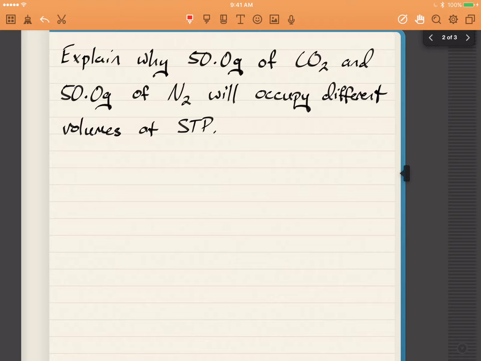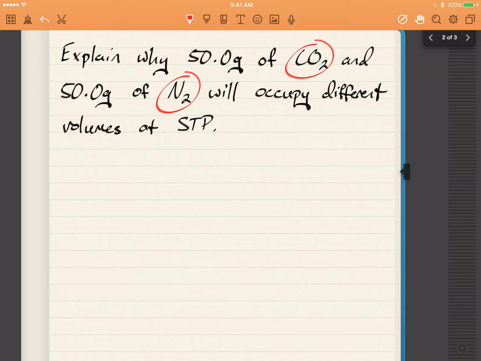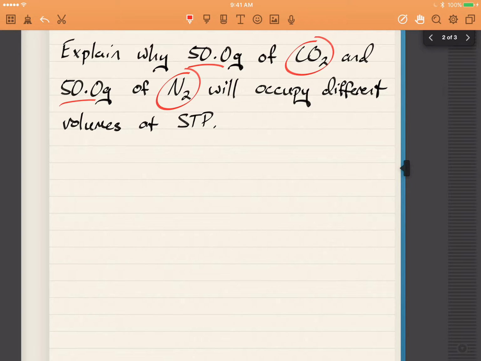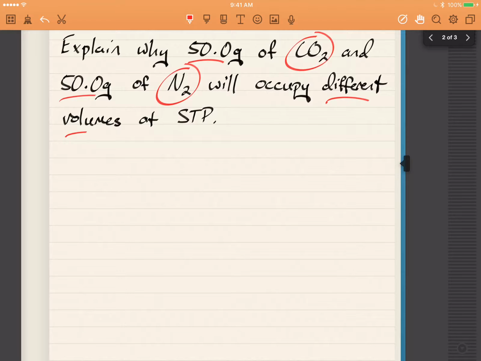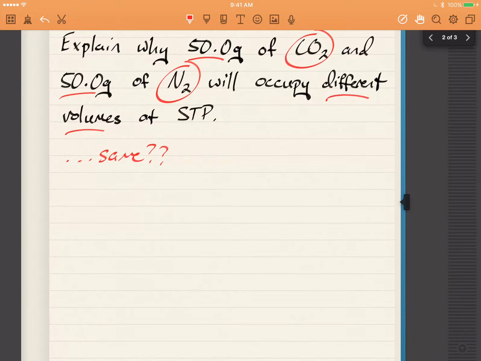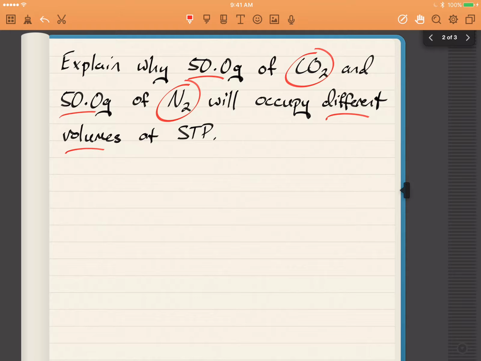As usual, we're going to talk about something that's not totally obvious. We have two different gases here. We've got CO2 and N2, carbon dioxide and nitrogen. I want to know why 50 grams of carbon dioxide and 50 grams of nitrogen will occupy different volumes, because after all, it seems like they should occupy the same volume. Well, I never ask questions that have simple answers, right? Because I'm just like that. So why will they occupy different volumes?